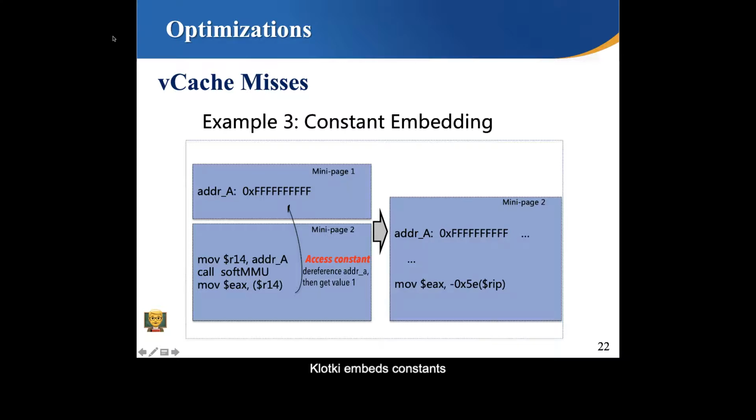Closkye embeds constants that ought to be accessed by a basic block into a spare space of the corresponding minimum page. This optimization allows a basic block to use PC relative addressing to access constants without translating a logical address and affecting the data vcache.